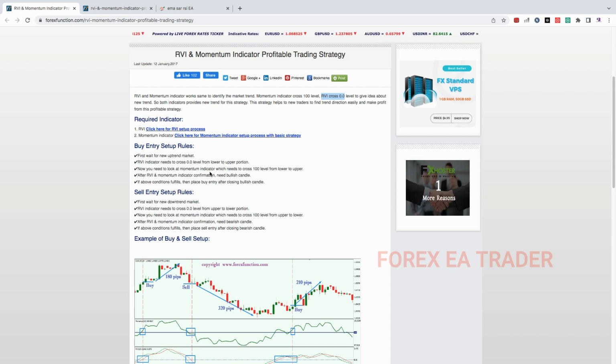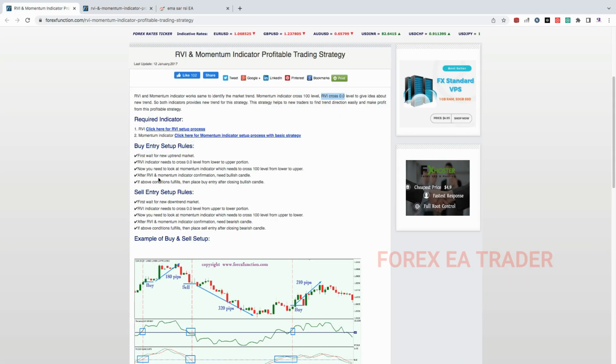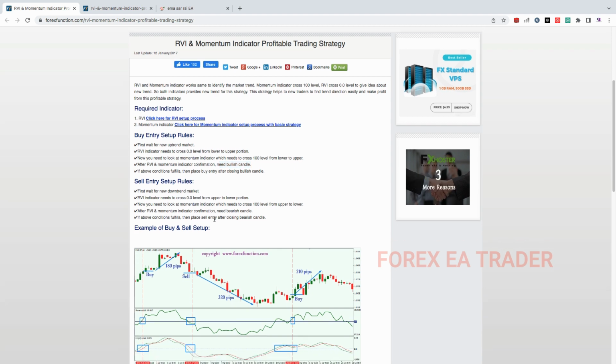Now you need to look at the momentum indicator, which needs to cross the 100 level. So we start with RVI, then we wait for momentum to follow suit. It crosses the 100 level. Then after RVI and momentum indicator confirmation, you need a bullish candle. Okay, if the above conditions are fulfilled, then place a buy entry after the closing of the first bullish candle. Okay, so basically the opposite of this is for the sell.